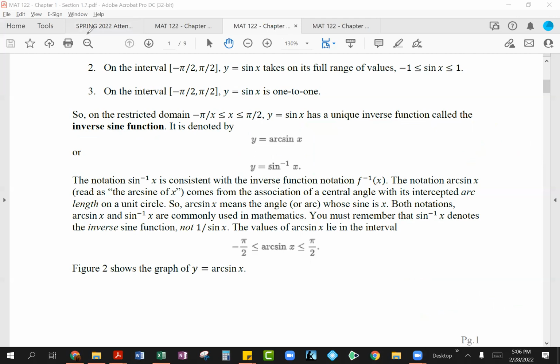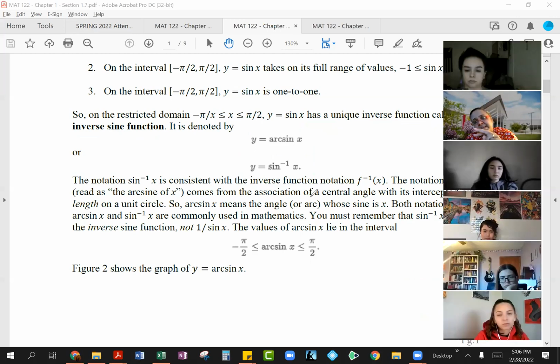Now, what's going to happen in this case, and just another thing from algebra that you can remember, is when you look at a function and its inverse function, remember your domain and range switch places. So for the sine function, the domain will actually now become the range of the inverse function. And for the original sine function, the range will actually become the domain for the inverse or the arc sine function. So basically your x and y values switch places between the original function and its inverse.